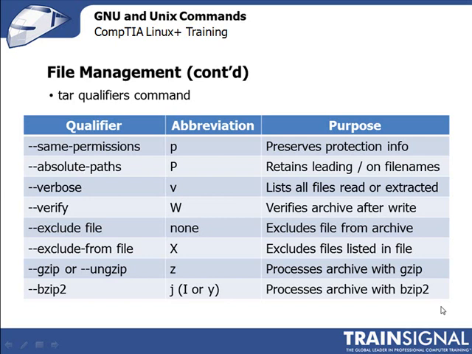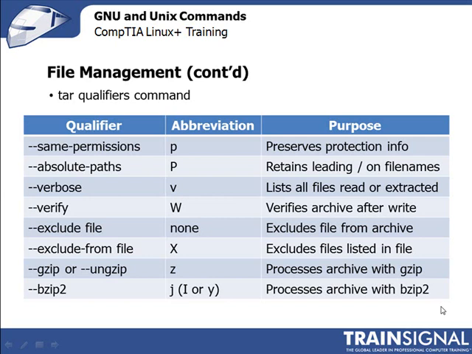--exclude file has no abbreviation, and that says to exclude the indicated file from the archive. --exclude-from file is abbreviated with capital X, and that excludes files listed in the indicated file. --gzip or --ungzip has the lowercase z abbreviation, and that says to process the archive using gzip. --bzip2 has the lowercase j, y, or capital I abbreviation, and that says to process the archive using bzip2.